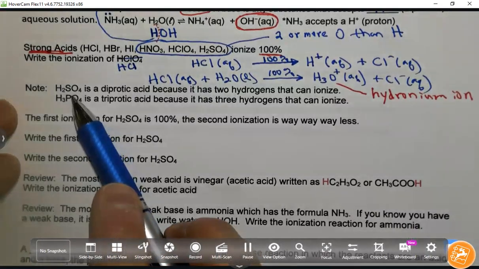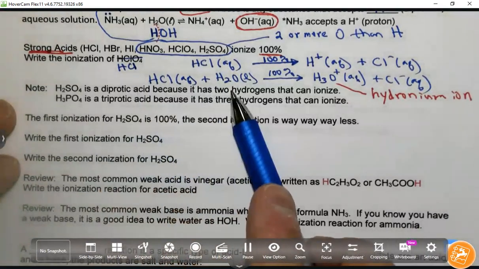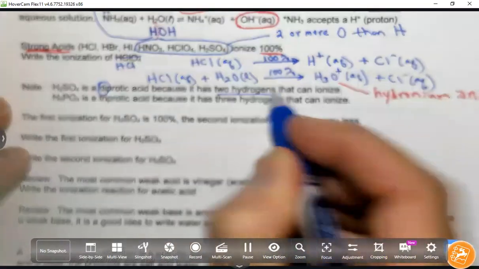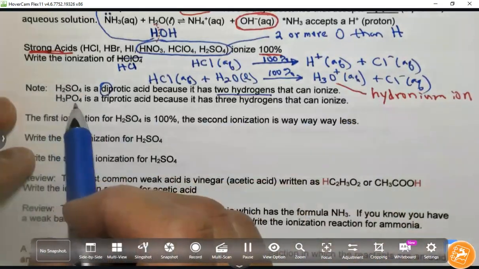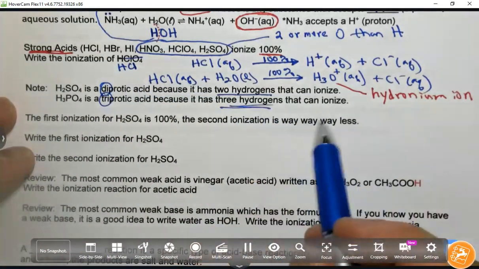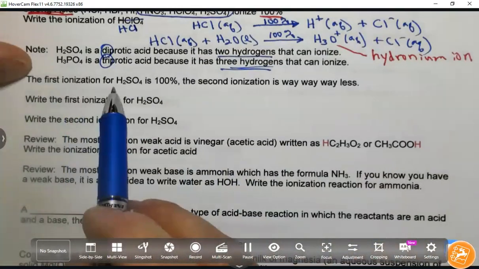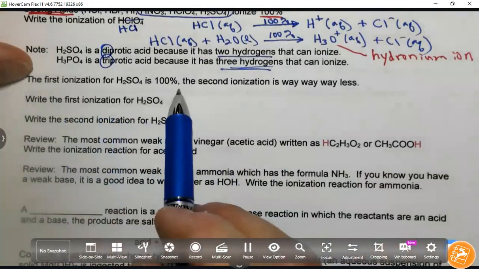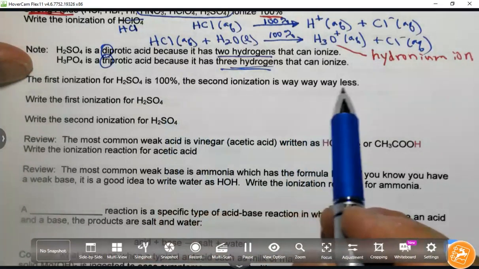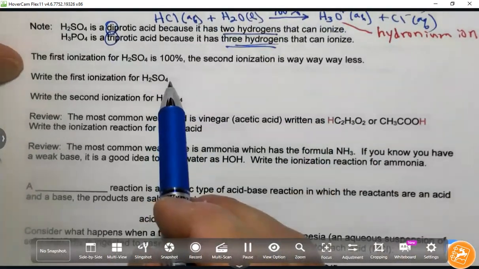It says, no, H2SO4 is a diprotic acid because it has 2 hydrogens that can ionize. H3PO4 is a triprotic acid because it has 3 hydrogens that can ionize. The first ionization of H2SO4 is 100%. The second ionization is way, way, way less. So it says, write the first ionization for H2SO4.